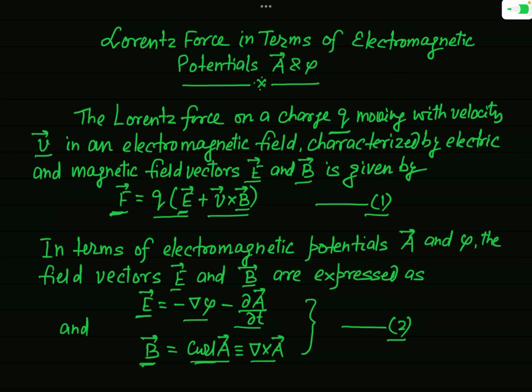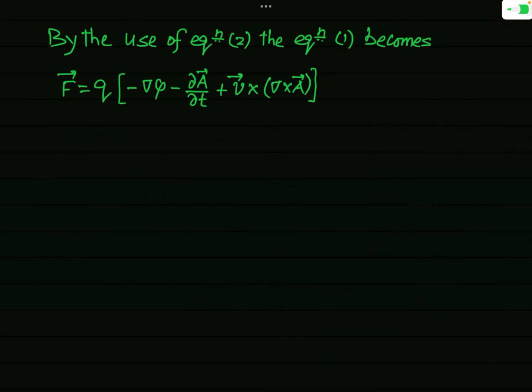In place of E, we will write minus del phi minus del A by del t, and in place of vector B, we will write curl of A, that is del cross A. So let us use equation 2 in equation 1. After doing so, what will be our result? F will be equal to Q times (E plus v cross B). Instead of E, I have written minus del phi minus del A by del t, plus v cross B, and you know B is equal to del cross A, so B has been replaced by del cross A.